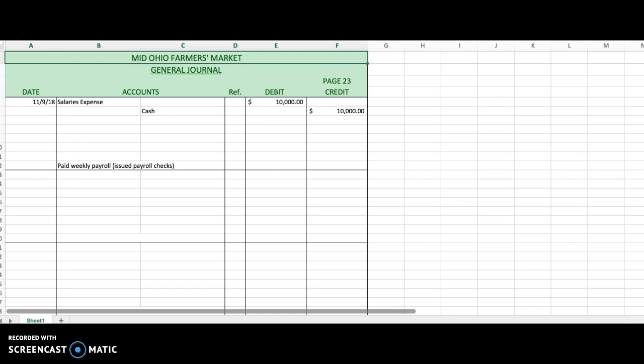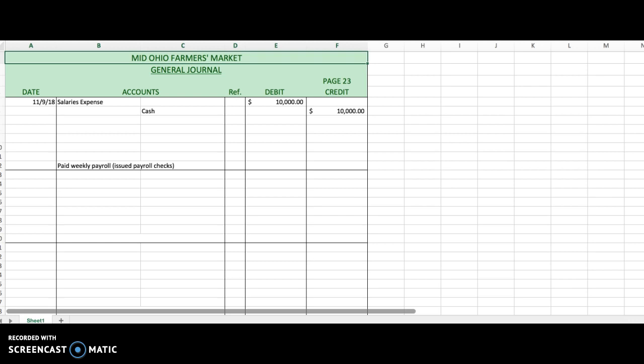And what you see on your screen is an entry that we've had before in a couple of the problems. You had salaries expense, for example, and then you debited that amount. You see here a debit on November 9th, 2018, salary expense debited by 10,000, cash is credited by 10,000. That was the entry you had in a couple problems earlier.